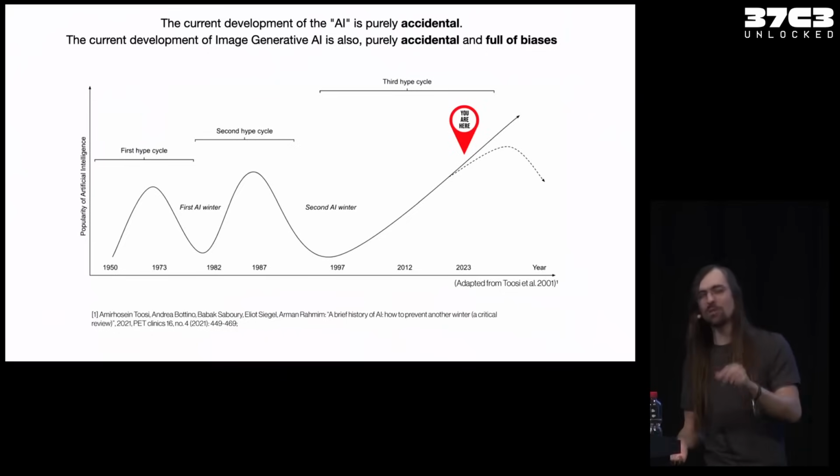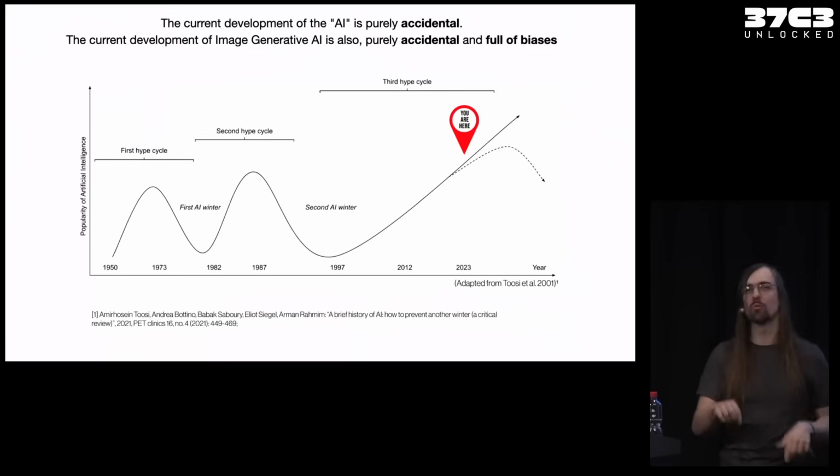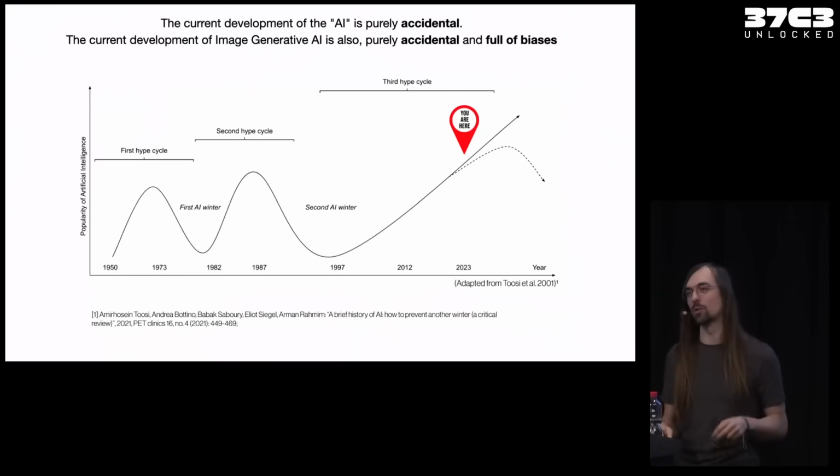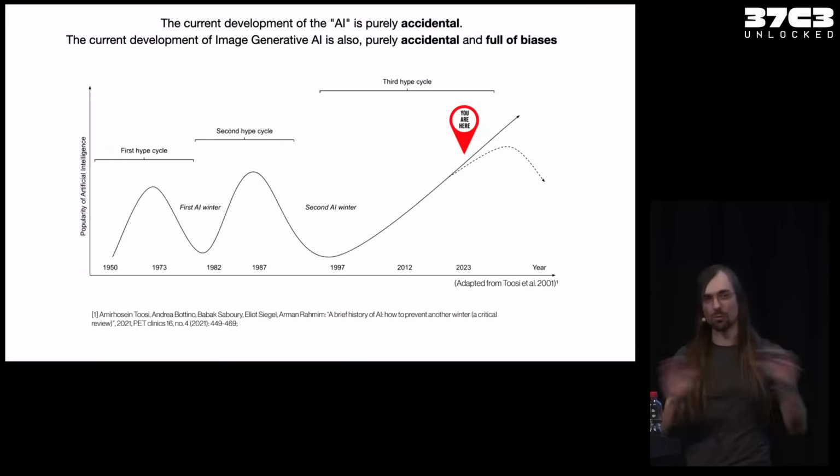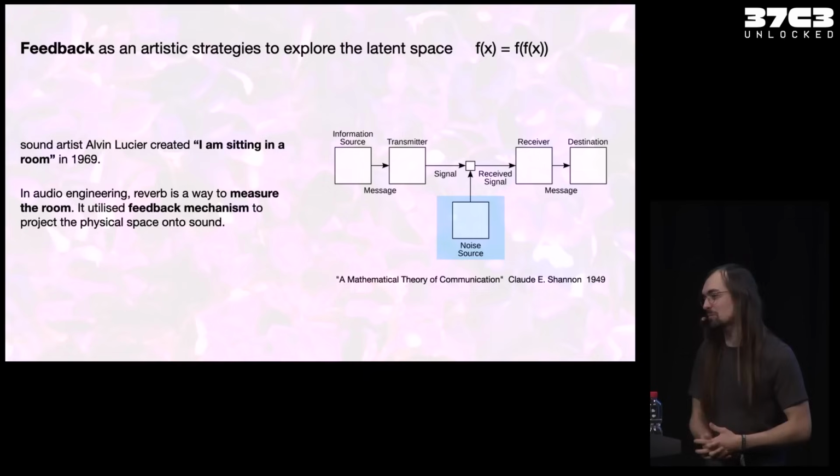And probably 5 years ago, if we had held this talk, we would probably have talked about GANs, generative adversarial networks. But right now we are talking about diffusion models because these are everywhere. And this is right now the hot thing, but kind of accidental.